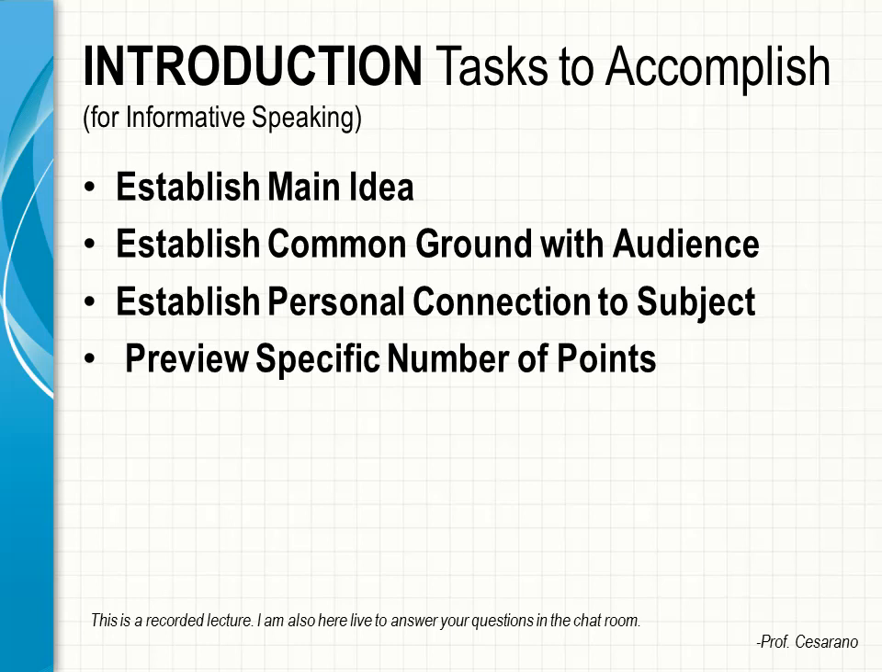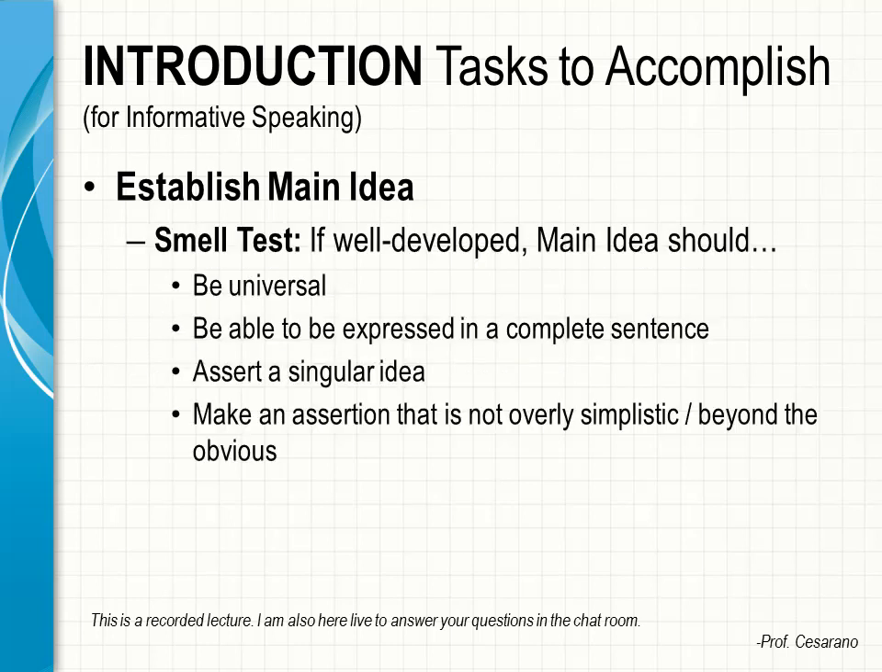Let's go over these one at a time. Establish the main idea. What is the thesis statement or universal point that you mean to convey to your audience? You will know that you have an acceptable main idea if it passes the main idea smell test, which is the 4 criteria that a main idea must meet in order for it to be considered to be well developed. The 4 criteria of the main idea smell test are as follows.